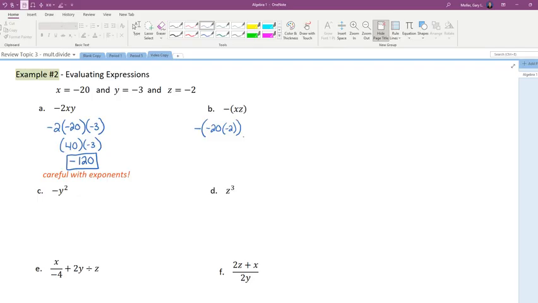So now my order of operations says we go to the inside parentheses. Keep in mind that this inside parentheses on this negative 2 is just there as a multiplication, so we don't have to worry too much about that. But inside these parentheses that I was given, I have to multiply x times z first. So negative 20 times negative 2 is a positive 40. So I have negative, and inside the parentheses is 40, and so that's just going to make it negative 40.